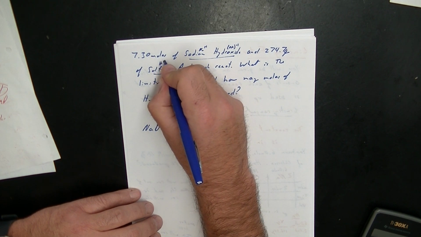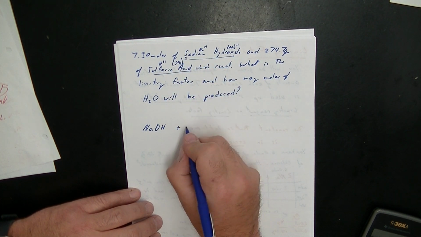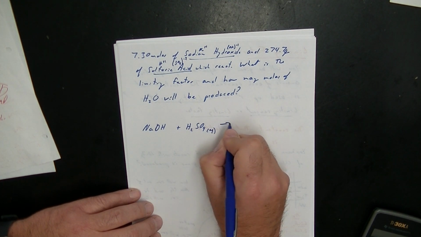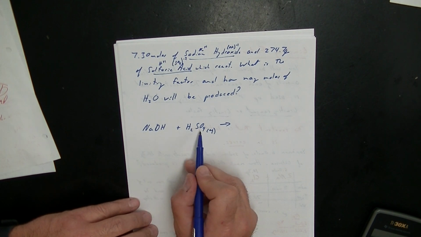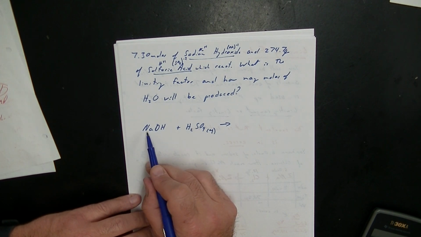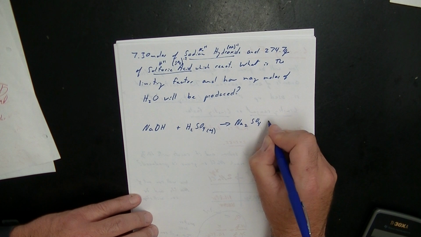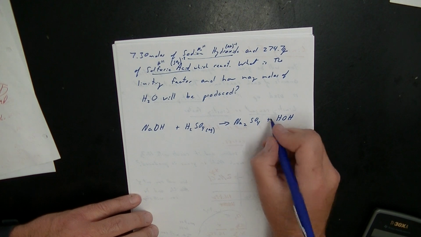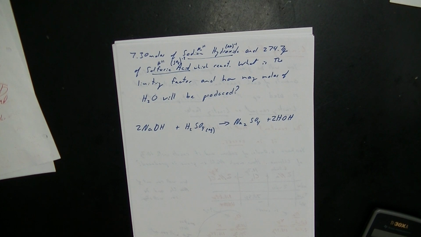This is H, which is +1, SO4, which is -2, and we get H2SO4, and that would be aqueous. So this is double replacement, so the Na is going to go with the SO4, and we crisscross that, +1, -2, so we end up with Na2SO4 and HOH. We balance this, we need a 2 here, and we need a 2 here. So there's my balanced equation.